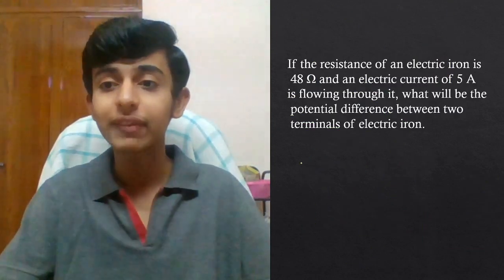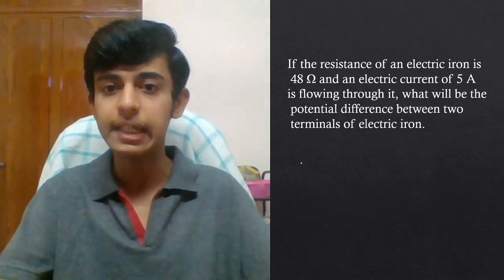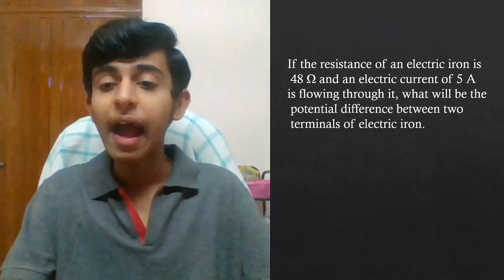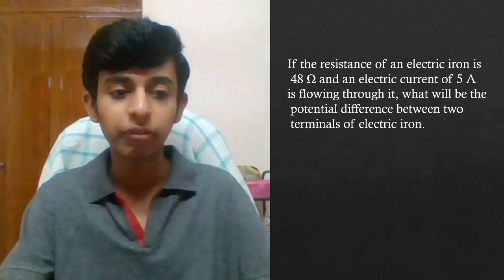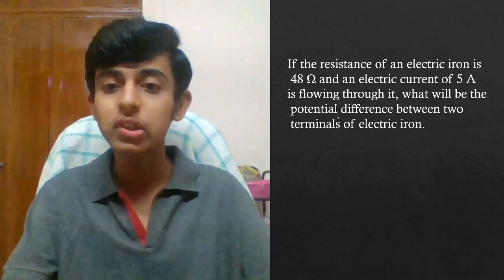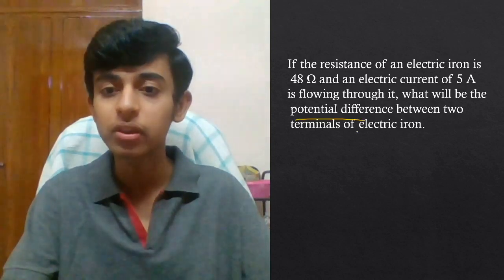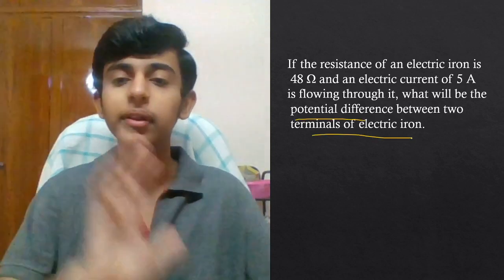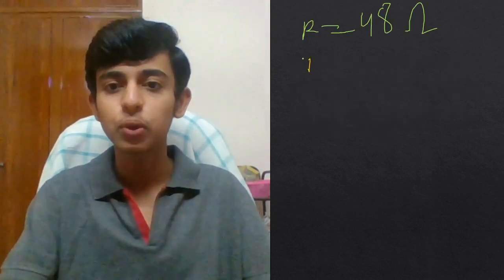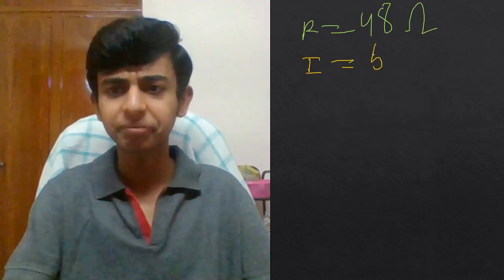If the resistance of an electric iron is 48 ohm, resistance is given to you 48 ohm, and an electric current of 5 amperes is flowing through it, what will be the potential difference between two terminals of the electric iron? Don't get confused by the language, just take out the values. Current is given to you 5 amperes.